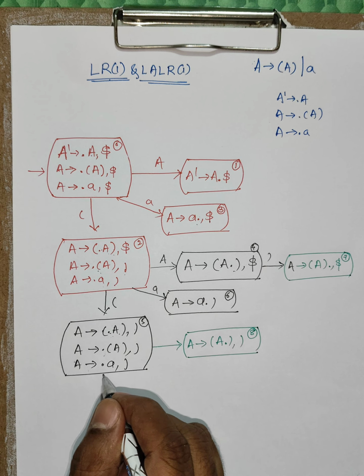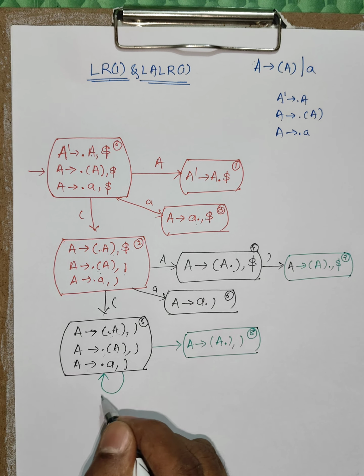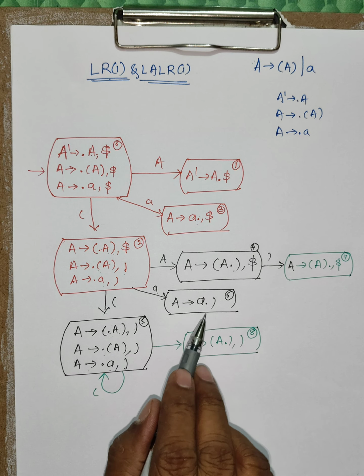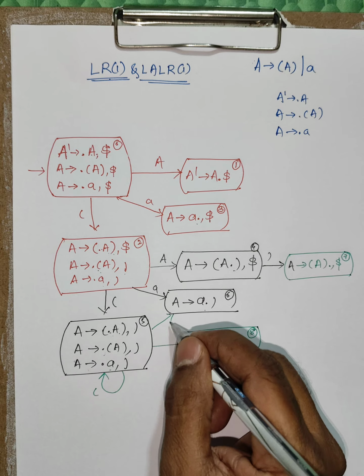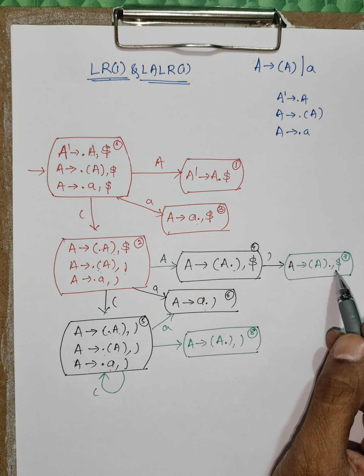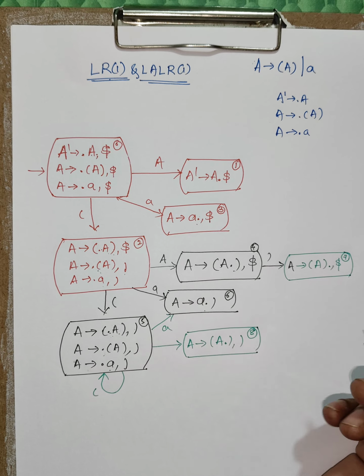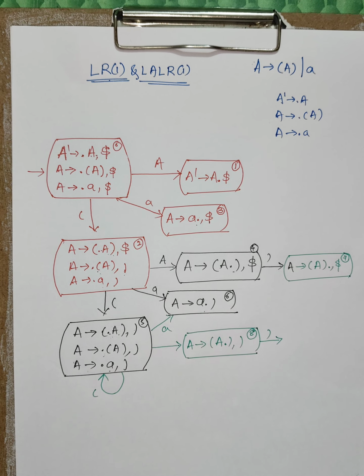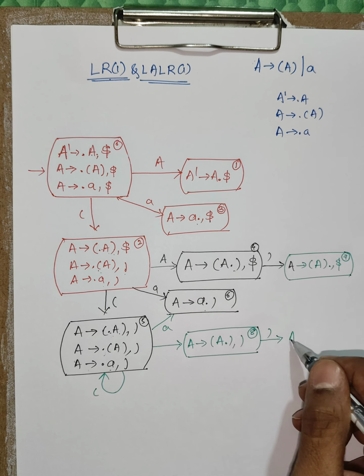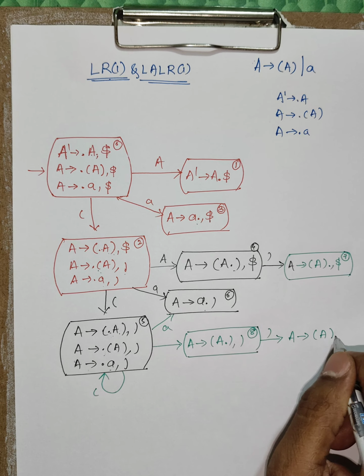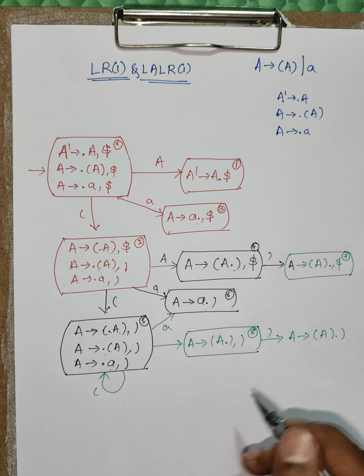Means for this you can take self loop on opening bracket. Transaction on A, this one. Transaction on A. 5 is over. Then 7 is final state. 6 also final state. Then extend this one. Here transaction on closing bracket. Transaction on closing bracket means A produce opening bracket A closing bracket dot, and the carry locate is closing bracket.